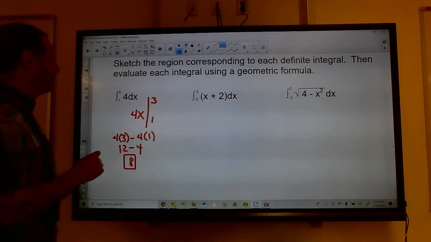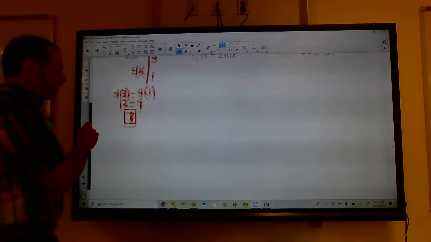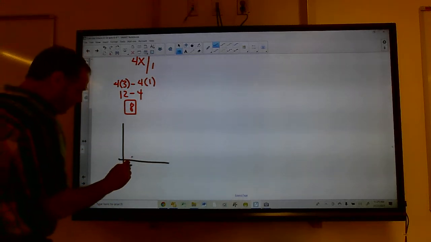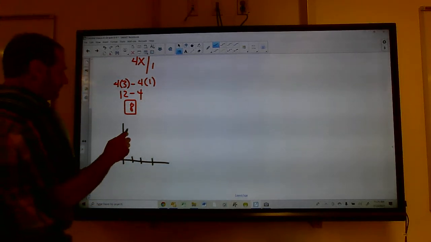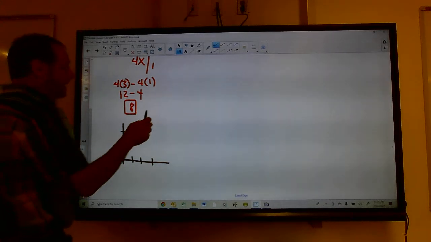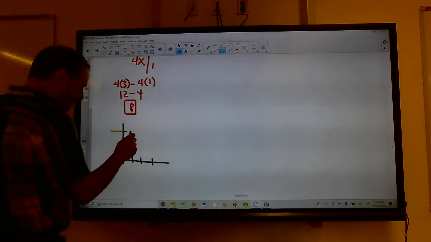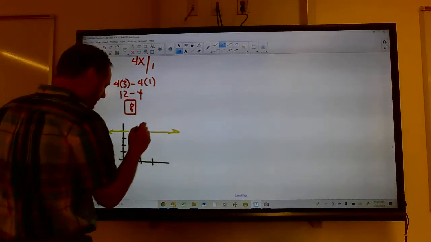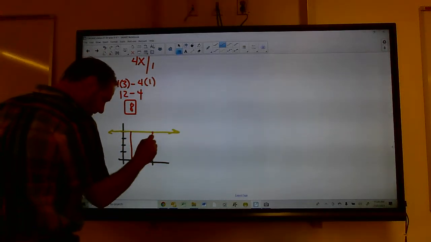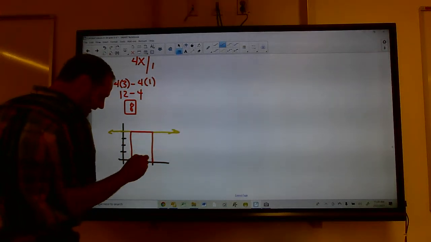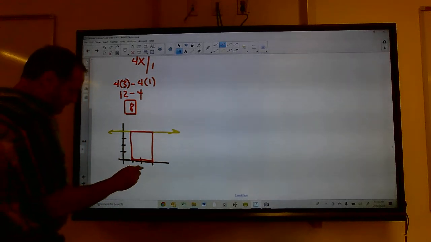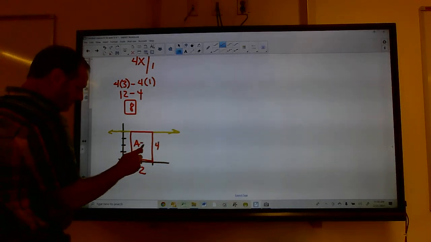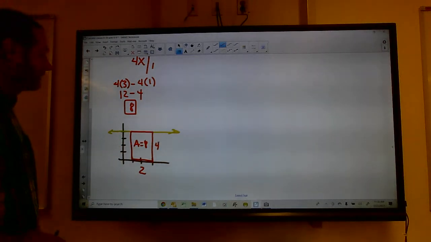Now, I can look at this geometrically if I want. 4 is just a horizontal line at 4. So here's my graph. I'm going from 1 to 3 of the line which is 4. That line is just this line right here, a horizontal line, and I'm finding the area from here to here. So basically, I'm finding the area of this rectangle right here. There's 2 across the bottom and 4 up here. So the area of the rectangle is 4 times 2, which is 8, which is what I got right there.